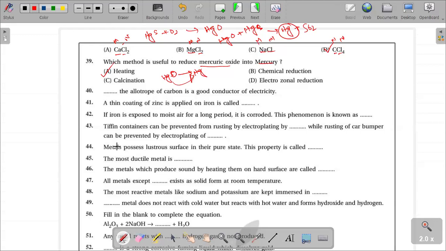So it is a heating process. It is not calcination, it is not chemical reduction, it is not electrolytic reduction and all. It is only heating. Next, which allotrope of carbon is a good conductor of electricity? Already we discussed this question. Graphite. And the next one: a thin coating of zinc applied on iron. What is the process name? The iron rod is coated with zinc. Galvanization.